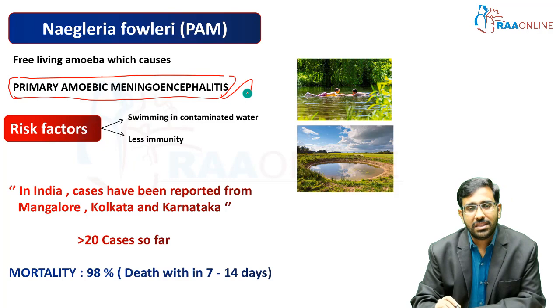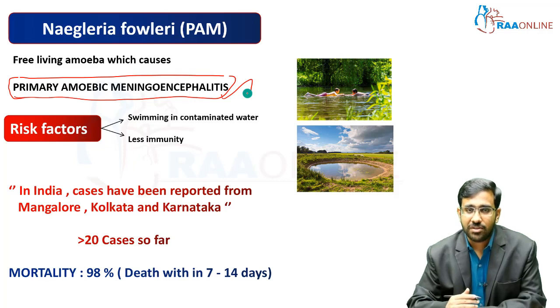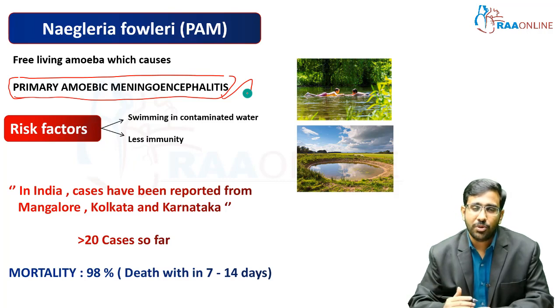Again, the risk factor is swimming in contaminated water, a pond or river, which is contaminated with the trophozoite form of this pathogen. So we are at a high risk of harboring this infection. And less immunity. This primary amoebic encephalitis can occur in any age group and even in healthy individuals, but people with low immunity are prone to a higher chance of complicated infection. Most of the time it is our cell mediated immunity which takes care of these pathogens. When our cell mediated immunity gets impaired, we can end up in these kinds of infections. So this not only attacks the immunocompromised individual but also the healthy individual.